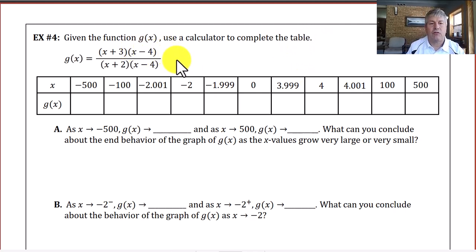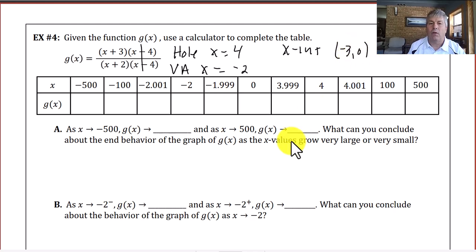So we've got the factored form of our function here, and hopefully we can see that we're going to have a hole at x equals 4, and then we're also going to have a vertical asymptote at x equals -2. After we cancel the x minus 4, as we have x plus 3 in the numerator, we're actually going to have an x-intercept at -3, 0 as well. So we've got a lot of good stuff here. So let's take a look and fill out this table.